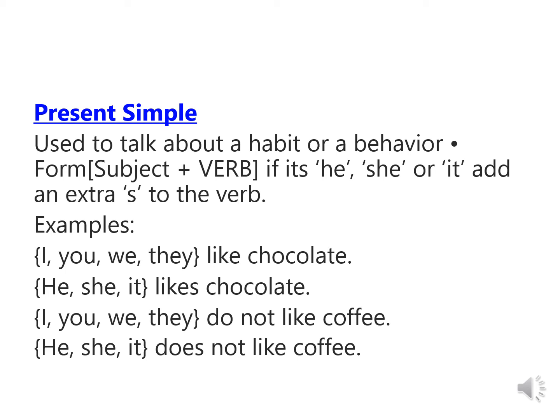Look at the examples. I or you, we or they like chocolate. He, she, it likes chocolate. I, you, we, they do not like coffee. He, she, it does not like coffee.